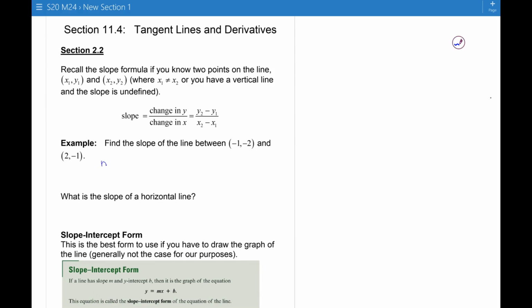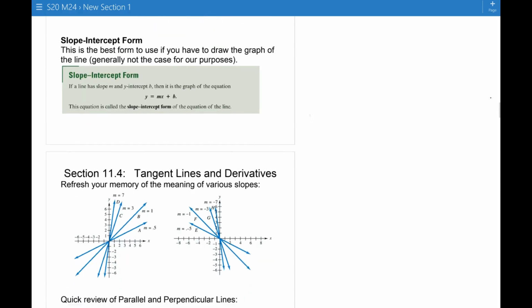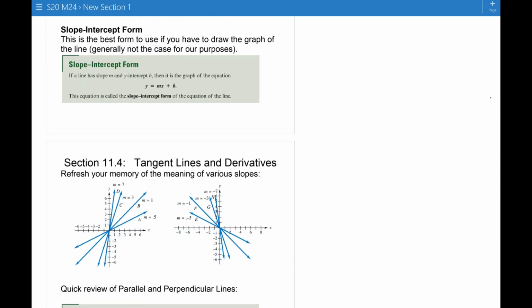So quick reminder, the slope of the line between these 2 points is going to be -1 minus -2, second y minus the first y, over the second x minus the first x. So we're going to get 1/3. And recall that the slope of a horizontal line is 0. So most of us are the most familiar with slope-intercept form of the equation of a line, and that's helpful if you're drawing the graph, but we're not going to be drawing graphs, so that's actually not going to be the most useful form for us.